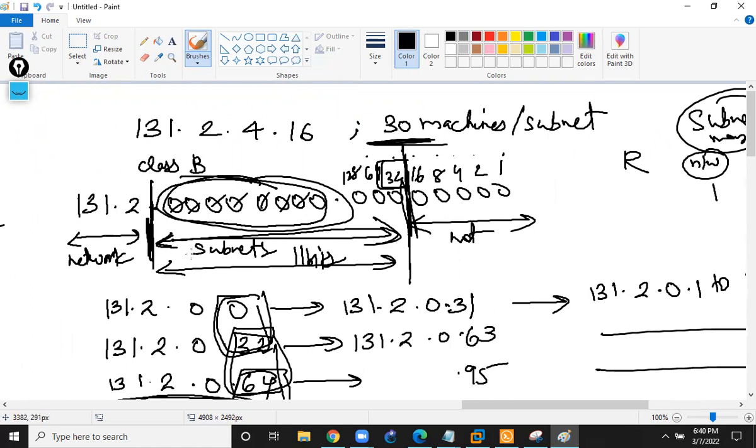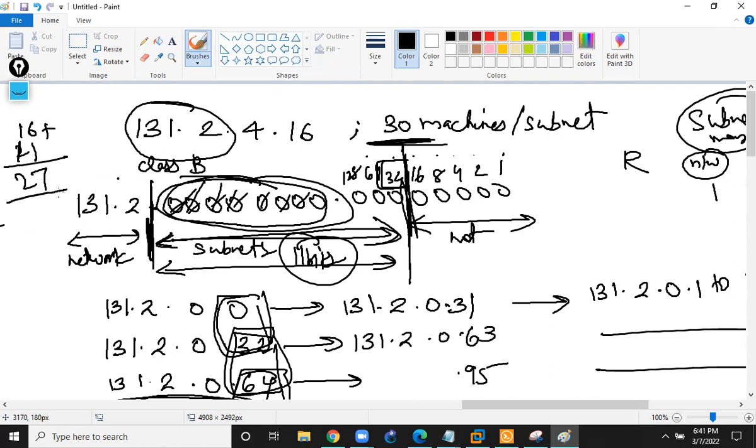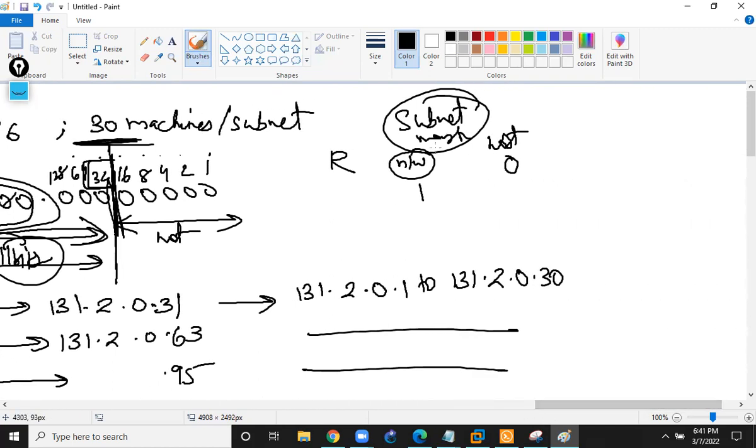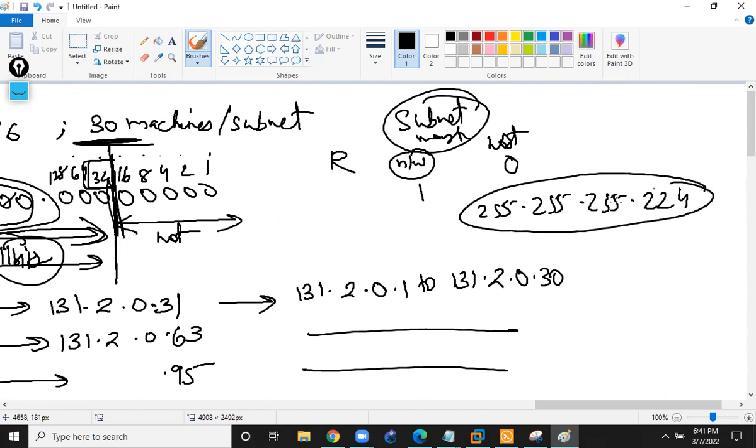Are you sure it's 25? Total means initially you got 16. Then 17, 18, 19, 20, so 11 bits have been added. So 16 plus 11 will be 27. So 27 bits will be 1, and the rest 5 bits will be 0. So here you'll be writing like this: 255.255.255.224.